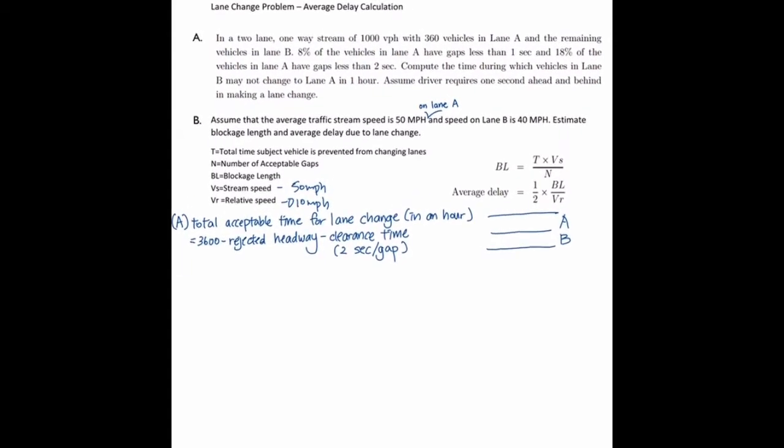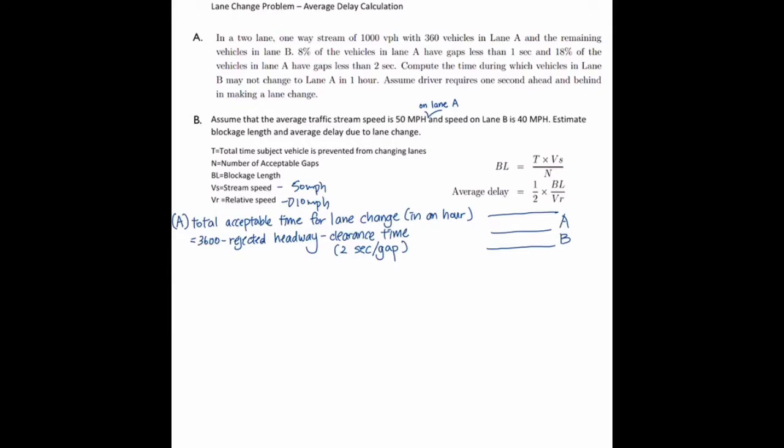In A, it says, in a two-lane, one-way stream of 1,000 vehicles per hour with 300 vehicles in lane A and the remaining vehicles in lane B, 8% of the vehicles in lane A have gaps less than 1 second, and 18% of the vehicles in lane A have gaps less than 2 seconds. Compute the time during which vehicles in lane B may not change to lane A in an hour. Assume driver requires 1 second ahead and behind in making a lane change.